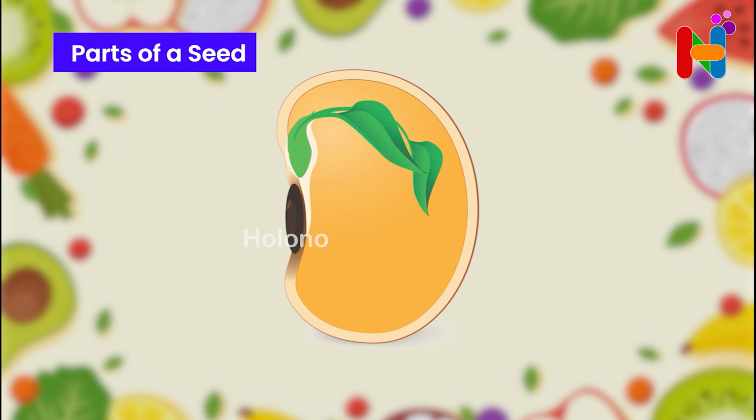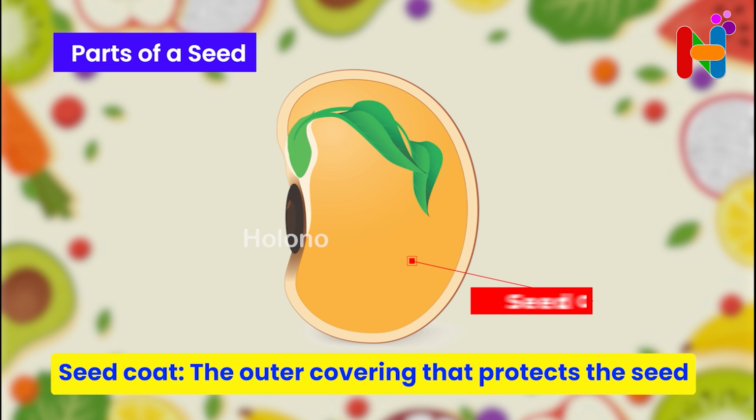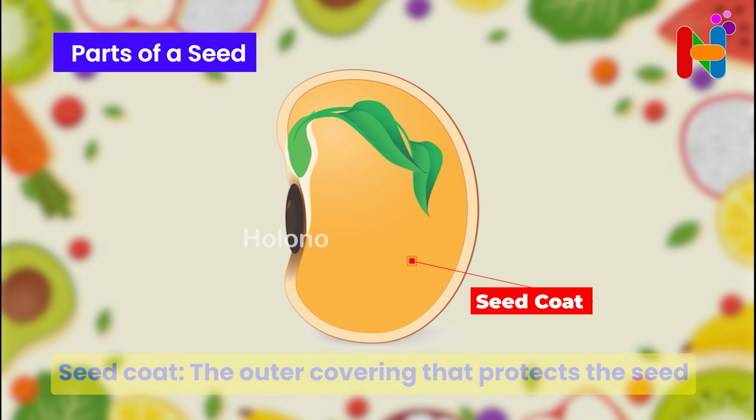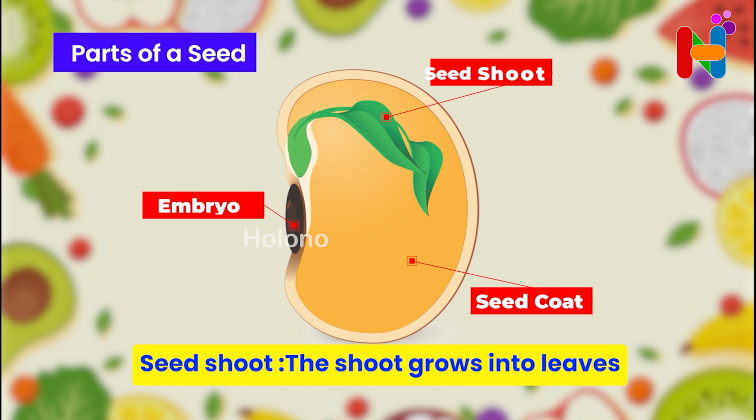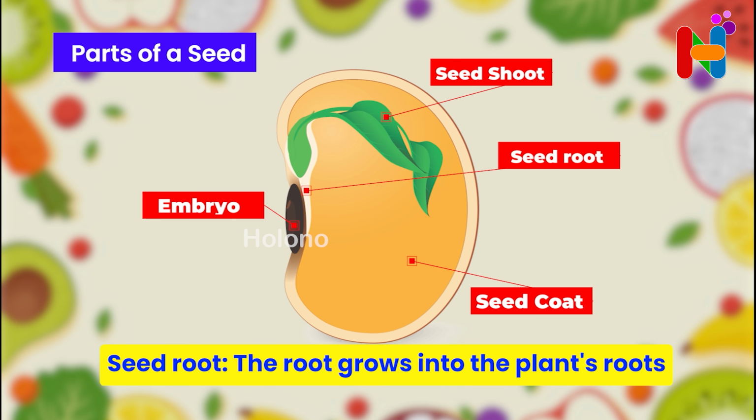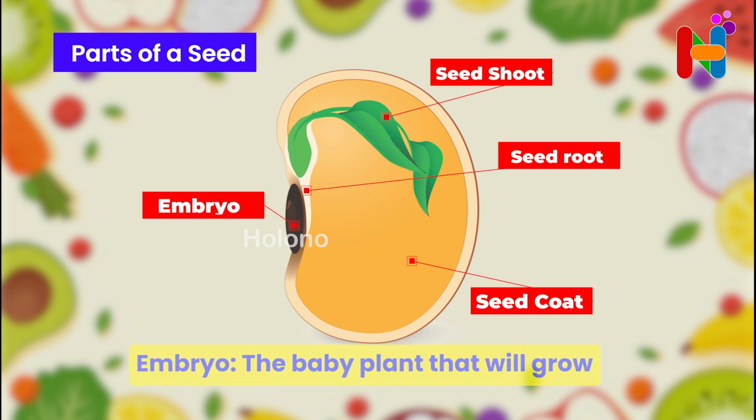Structure of a seed. Let's look inside a seed. It has a seed coat that protects it. Embryo, the tiny new plant inside the seed that grows into a new plant. Seed shoot, the shoot grows into leaves. Seed root, the root grows into the plant's roots. Embryo, the baby plant that will grow.